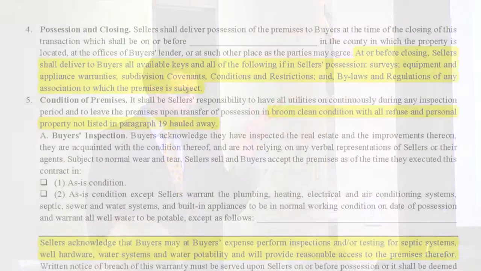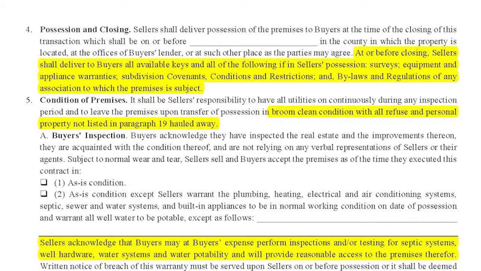At or before closing. So new language. Sellers shall deliver to buyers all available keys and all the following if in seller's possession: surveys, equipment and appliance warranties, subdivision covenants, conditions and restrictions, and bylaws and regulations of any association to which the premises is subject. Nothing real exciting there, but it's a good clarification.